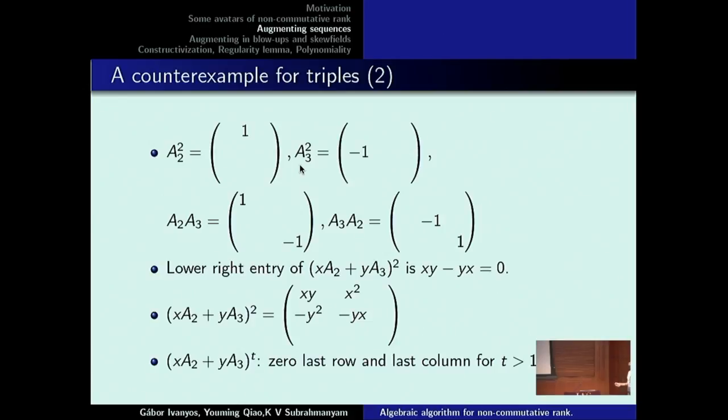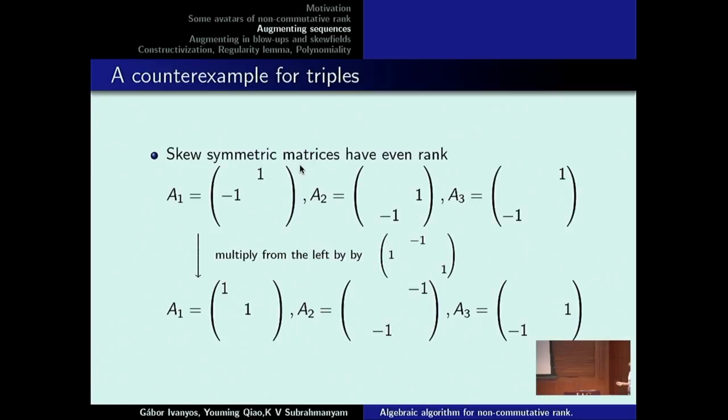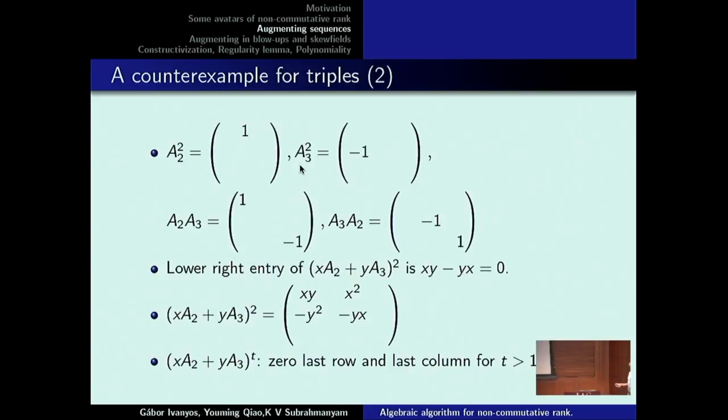Then, believe me, if I look at A2 squared, it's going to be 1. A3 squared is going to be minus 1 in the second row. A2, A3 is going to be this. A3, A2 is going to be this. But if I look at the lower right entry of XA2 plus YA3, this is what happens. You calculate and you observe this. So we had A1, and we were really trying to use the matrices A2 and A3 to pull us out from the kernel of A1. So we would have liked some linear combination of A2 and A3 and some power of it to help us. But really that does not work. And in this case, we observe that this is actually zero. So if I look at the square of this matrix, I get a zero here. So this does not work in this case.